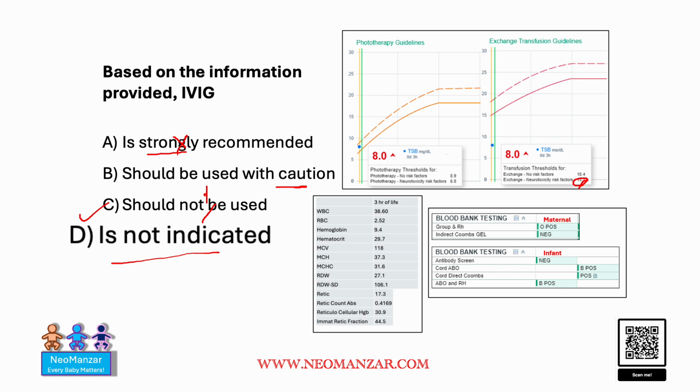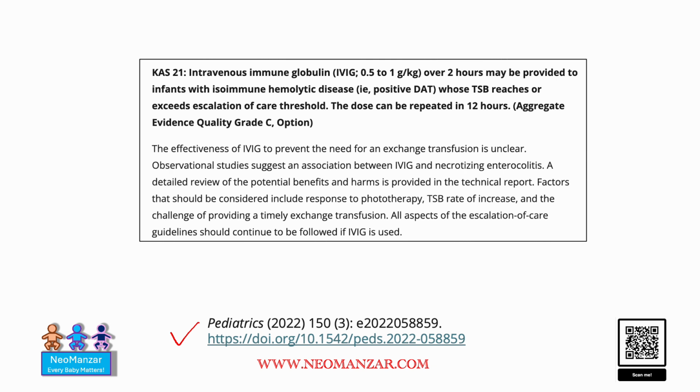And let me show you the reference. This is the pediatric reference, and you see the first one says very clearly that this is indicated whenever you have a positive DAT, but it has to be in the escalation part, when the bilirubin exceeds the escalation threshold. And here the bilirubin is far from escalation, it's 7 milligram below rather than 2 milligram. So that is important, and there is an association with necrotizing enterocolitis and of course the cost.